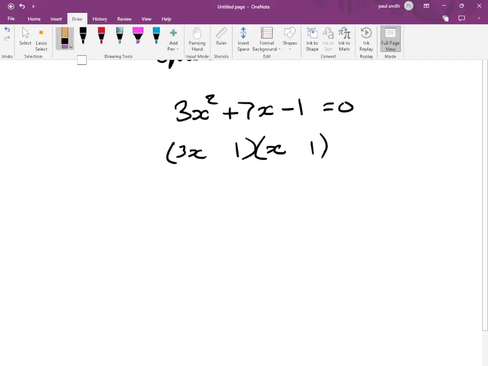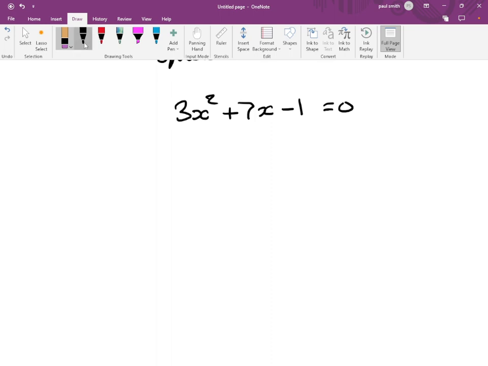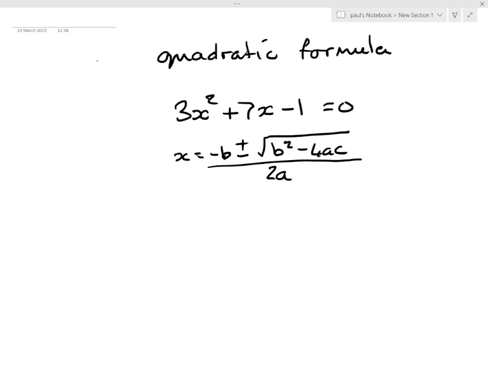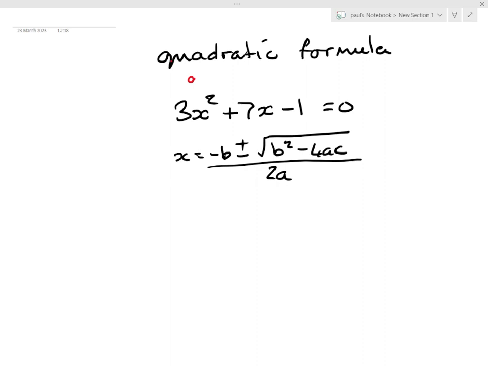Let's wipe that out. So the quadratic formula is this, and it's always printed in your formula sheet that you get with your exam. So it's x is equal to minus b plus or minus the square root of b squared minus 4ac, over 2a. Yeah, that's what it is. And the a, b, and c, they refer to term a, term b, and term c.